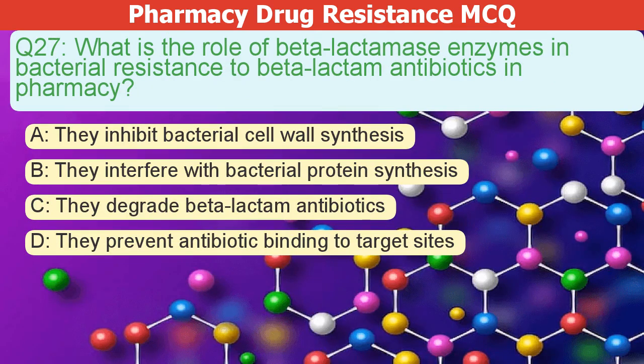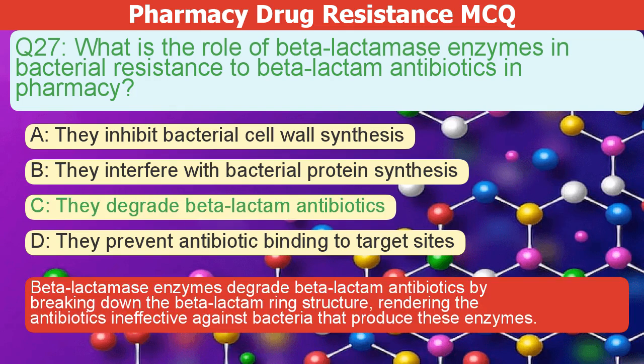What is the role of beta-lactamase enzymes in bacterial resistance to beta-lactam antibiotics in pharmacy? A. They inhibit bacterial cell wall synthesis. B. They interfere with bacterial protein synthesis. C. They degrade beta-lactam antibiotics. D. They prevent antibiotic binding to target sites.